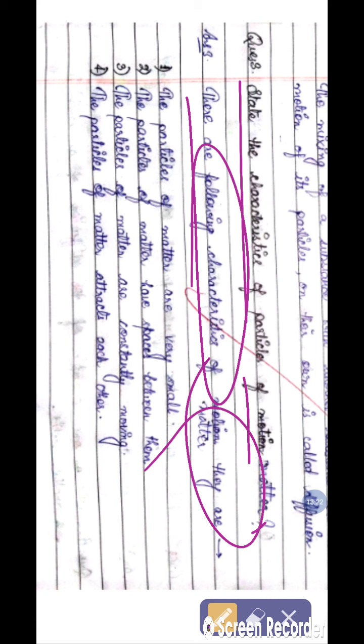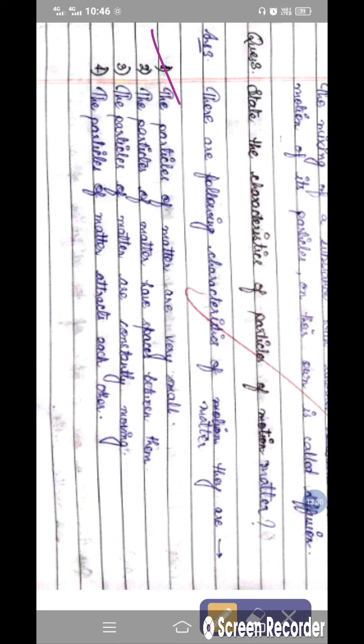Alright, now let's see some of the main and basic characteristics of the particles of matter. Let us see what these are. The first: the particles of matter are very small. This big object is made up of very, very tiny particles.